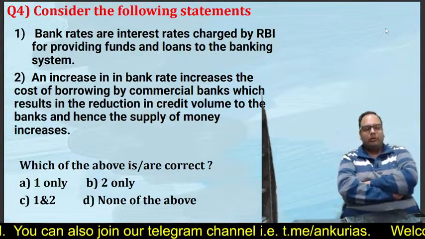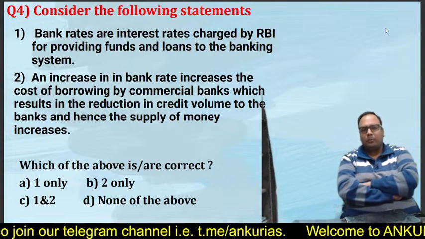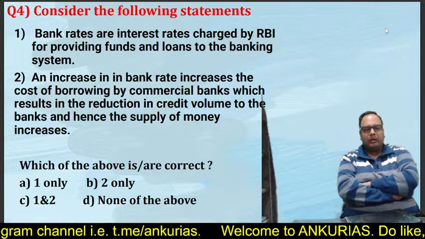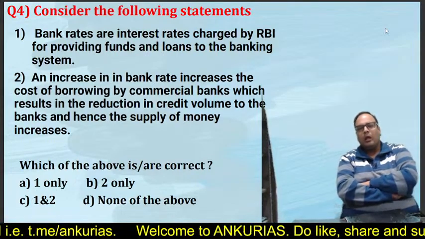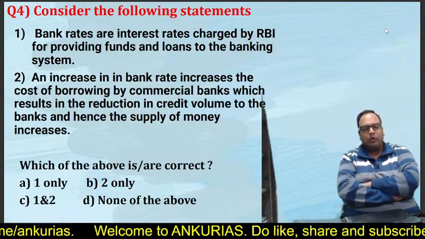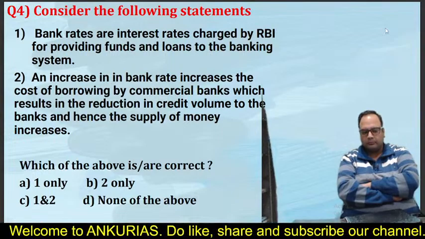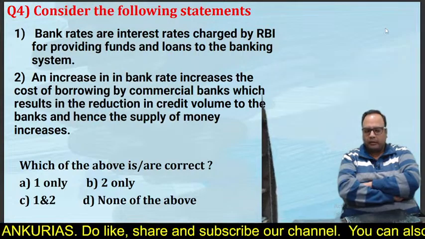Bank rates are interest rates charged by the RBI for providing the funds and loans to the banking system. An increase in the bank rate increases the cost of borrowing by commercial banks, which results in credit volume to the banks and hence the supply of money increases. Which of the above is or are correct?